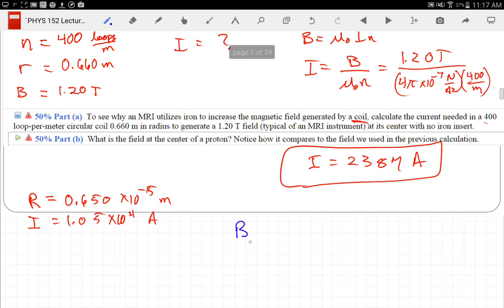For a loop, the magnetic field in the center is mu naught I over 2R. It's different because you just have one loop and it's not spread out like a solenoid. And so I'm not going to do the numbers on this one, but that's how you're supposed to find what the magnetic field at the proton is doing that calculation. I did it on mine and it did like my answer.